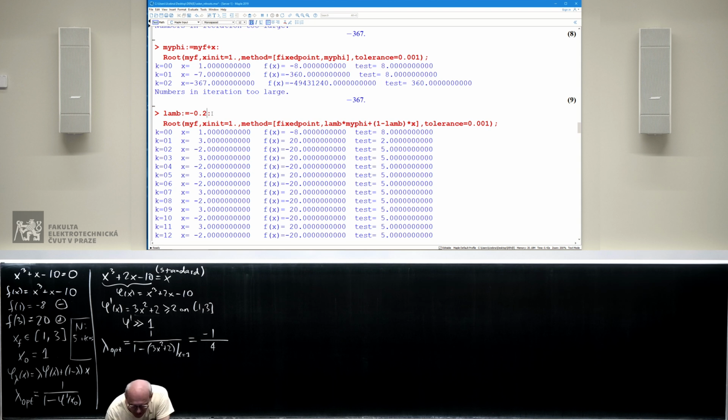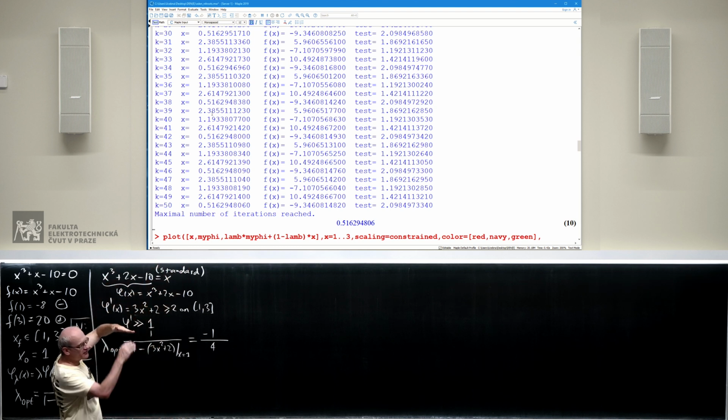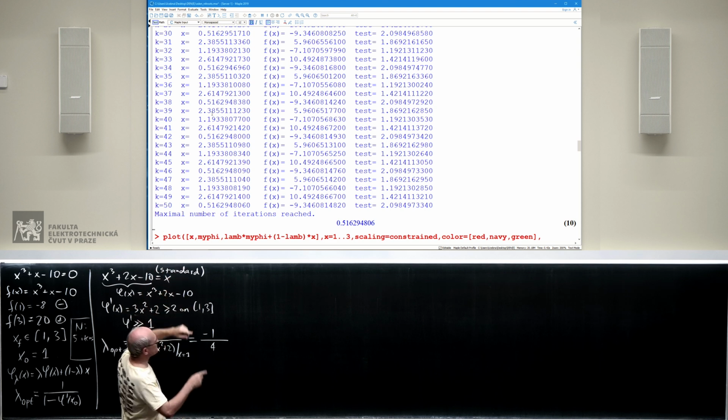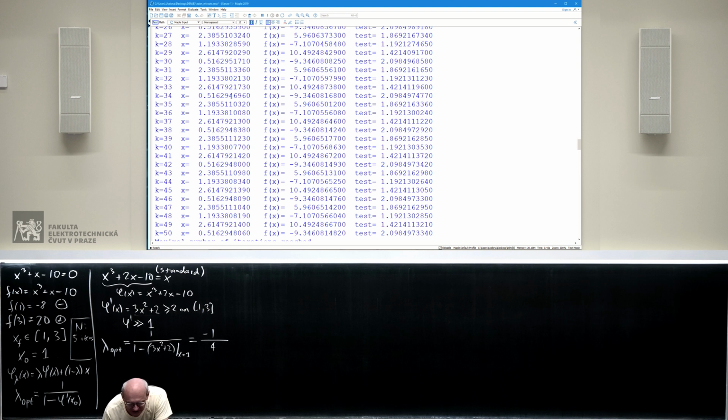Okay, how about negative 0.2? Well, this is better. Do we still have a cycle? Every fourth number starts with 0.5162. Yeah, we have a cycle, but this time the cycle is longer. And it's not quite true, actually. There are subtle changes. So it's not going in a circle, but a circle which is slowly moving. So it's a little bit better, but still not all that great.